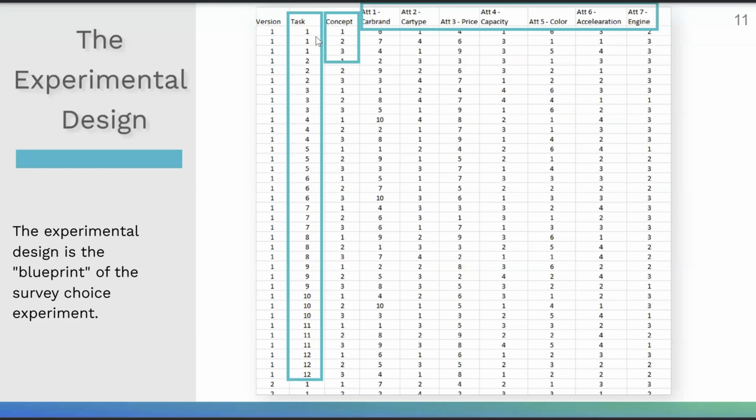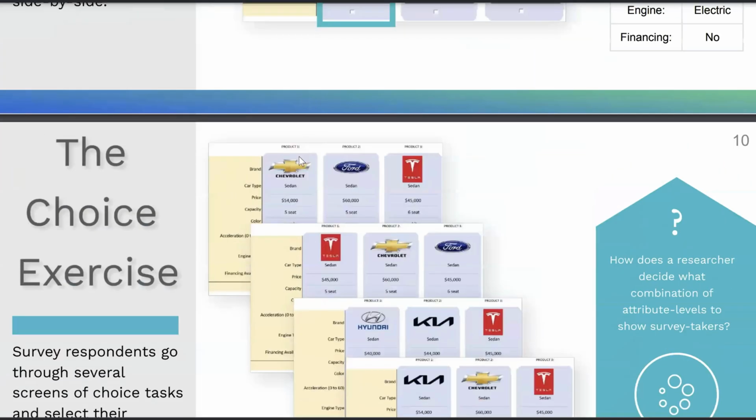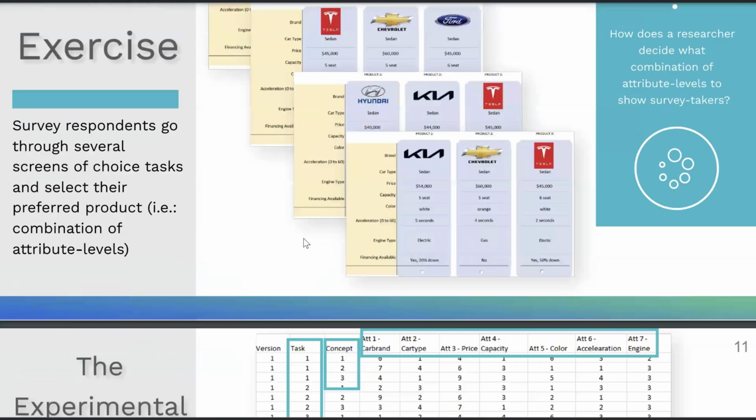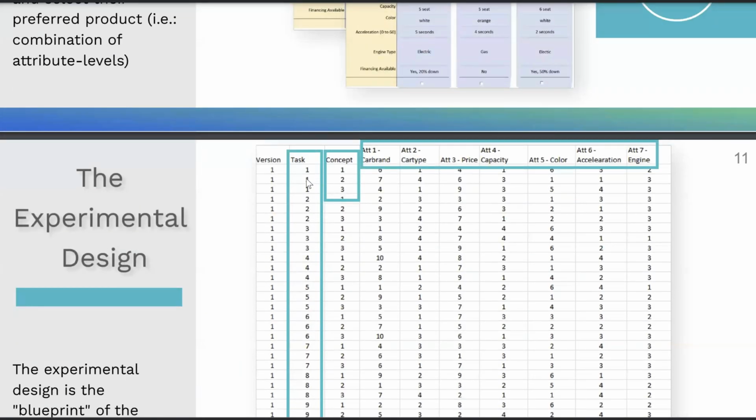So then you see the task, and the task really says which screen you're looking at. So the first screen, you can see the task is number 1. That's probably the first one here. This was the first task. This is the second task, the third task. And that's what this shows you here.